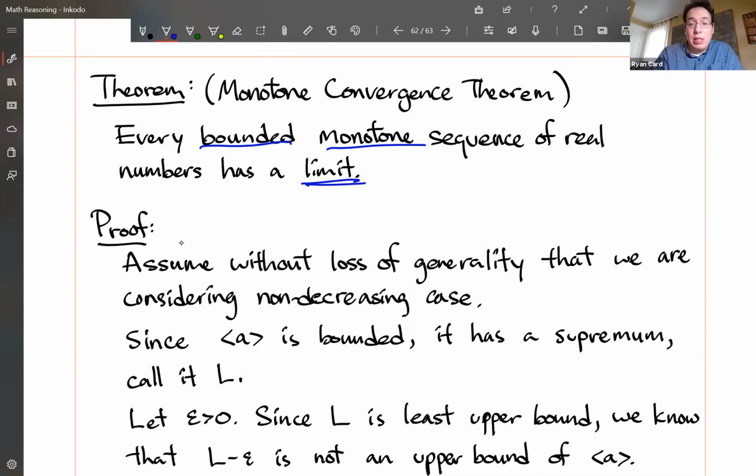Let's remember, bounded means, in particular, it has an upper bound, right? Also, monotone means it's either a non-decreasing sequence, so the numbers are either equal to or greater than one step before. So that's monotone. You could have a monotone that's non-increasing, where it's equal to or less than the step before. So if it's bounded and monotone, you should have a limit. That's what we want to prove.